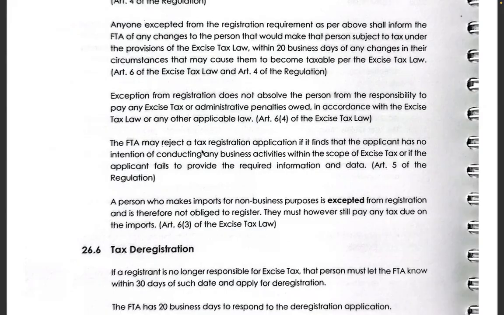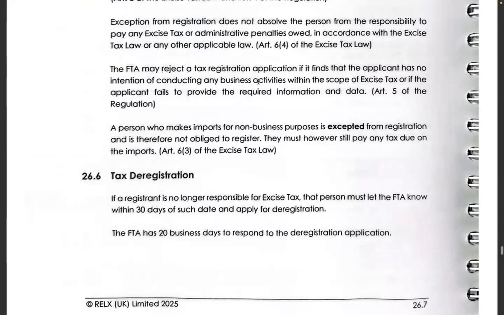The FTA may reject a tax registration application if it finds that the applicant has no intention of conducting any business activities within the scope of excise tax, or if the applicant fails to provide the required information and data. The FTA can reject the application if they find out that there is no intention as such to conduct excise activities or to conduct business activities within the scope of excise tax.